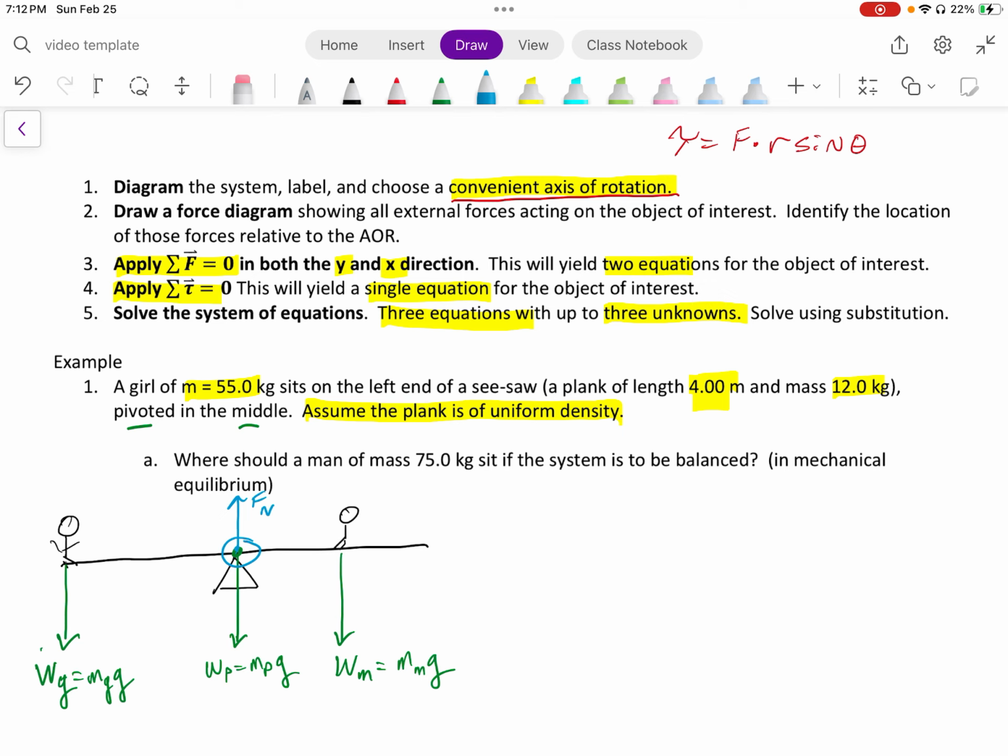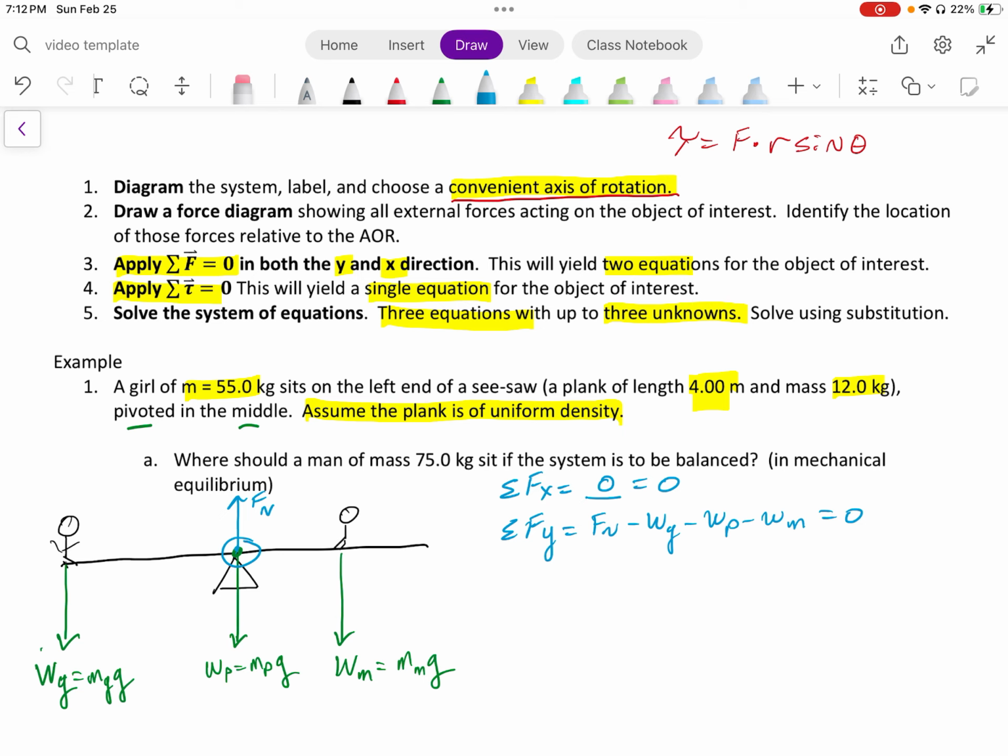All right, so let's write our equations. The sum of the forces in the x direction, they all add up to 0. How many forces do I have in the x direction? None. 0 forces acting in the x, and sure enough, they add up to 0. How many forces do I have in the y direction? Well, I have 1 up and 3 down. Force normal minus weight of the girl minus weight of the plank minus weight of the man, and all those add up to 0. Now I have a way to find force normal if I need it. In fact, I think that's question B.